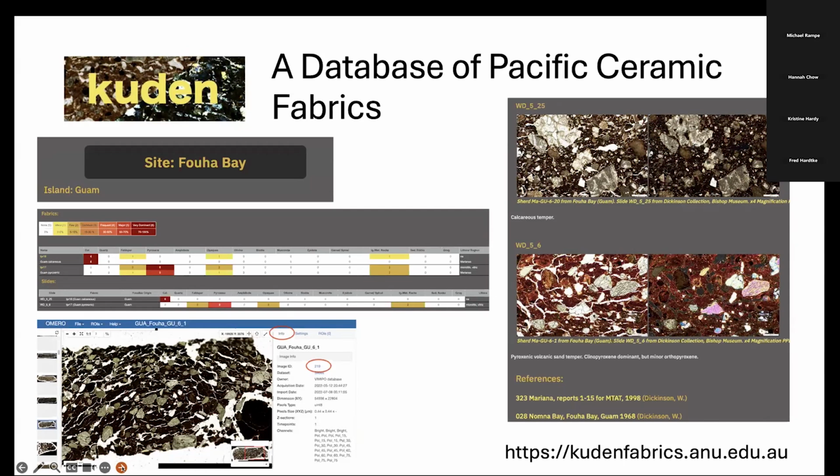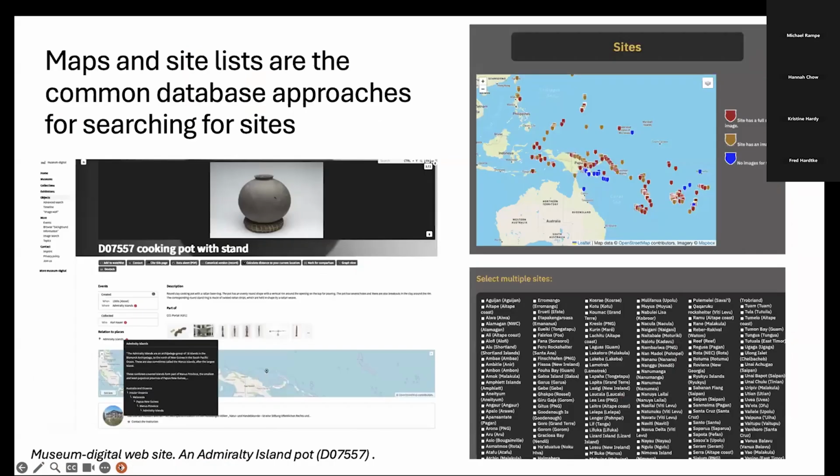And so part of the database is the image gallery, image archive. And then there's also a Django database, which helps identify where the fabrics are from and the different levels of minerals and rocks within the different fabrics. And part of this database, like most other archaeological and heritage databases, uses a map so that you can search for the different sites and see the fabrics within them.